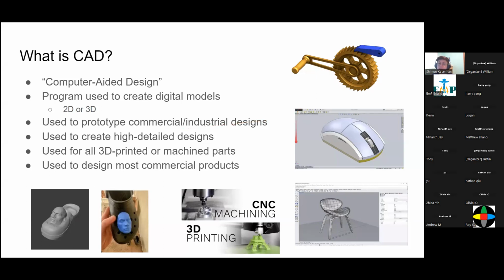For example, we could CAD things like a mouse, a chair, and what we can do with CAD is machine the stuff, like 3D printing it and using a CNC machine. So almost everything is made in CAD, and it's very applicable to the 21st century.